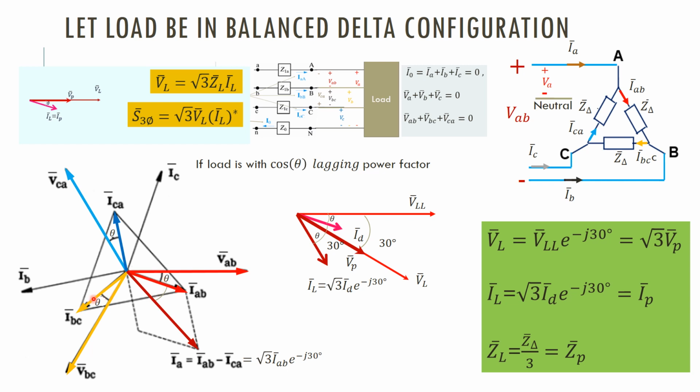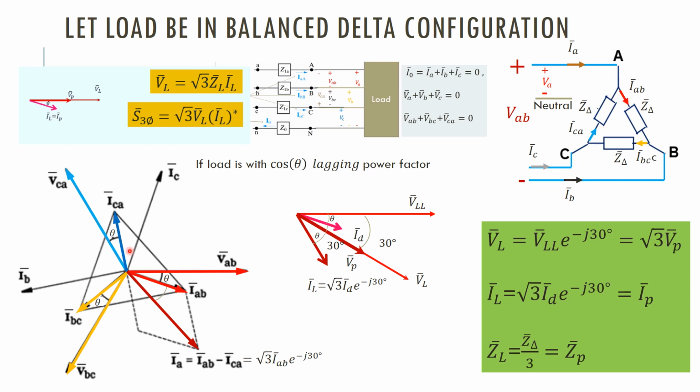So if you take each phase, you can see theta angle lagging with respect to the line to line voltage, right? After that, we are interested in the line current. You know that this line current goes through here and here. Here IA is equal to IAB minus ICA, right? My IAB minus ICA. So we will calculate IAB plus IAC.